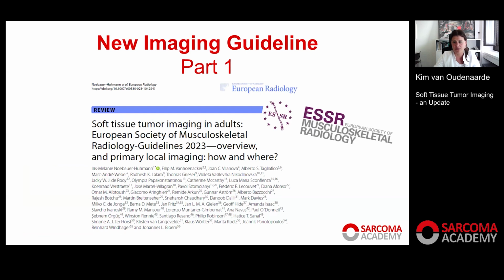So with these two teaser cases, I would like to introduce to you the new imaging guidelines from the European Society of Musculoskeletal Radiology. It was published at the end of 2023, and it's a guideline written almost exclusively by radiologists, all specialized in sarcoma imaging. Among some of the last authors are a pathologist and two orthopedic surgeons from the Vienna University Hospital, where also the first author, Iris Neubauer, is based.